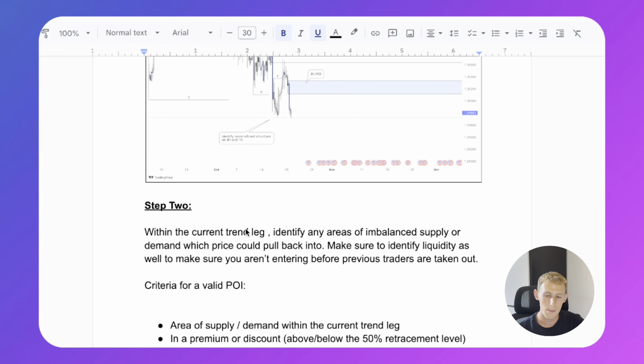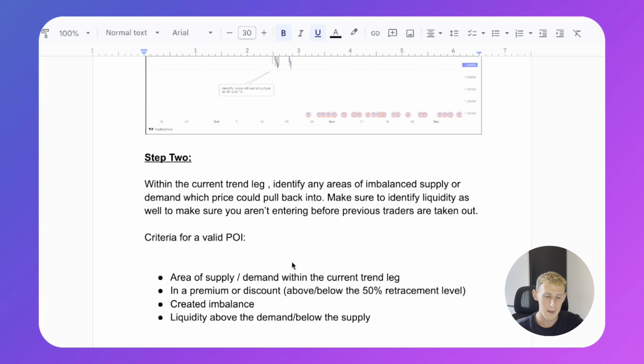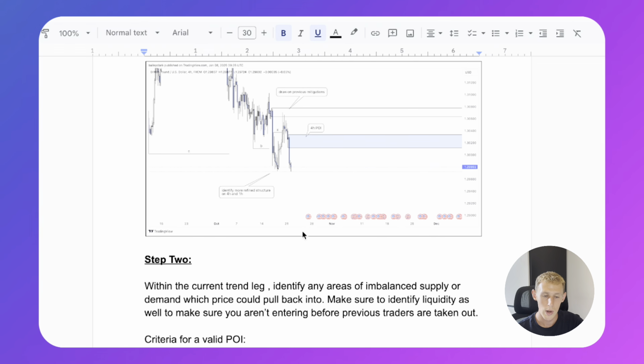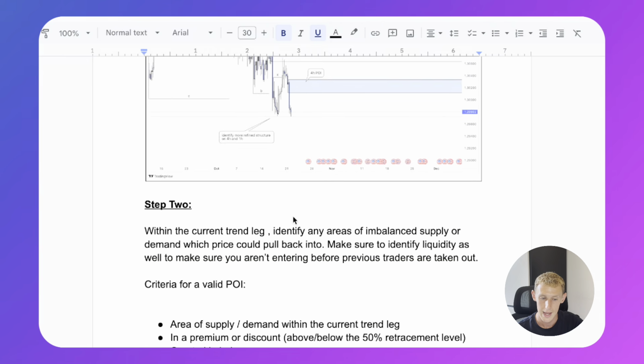And what I personally have as a point of interest, I have two main types. The first one is an imbalanced area of supply or demand, which has to create some imbalance. So as you can see here, this one, it was a very clear level of supply. You can see it's the single bullish candle before we had this big sell-off, and it created imbalance. We need to see imbalance created because this basically signals to us that this is an area where people were willing to sell from in the past, and therefore it's very likely that people will be willing to sell from this price if it comes back up into it and react from it again.